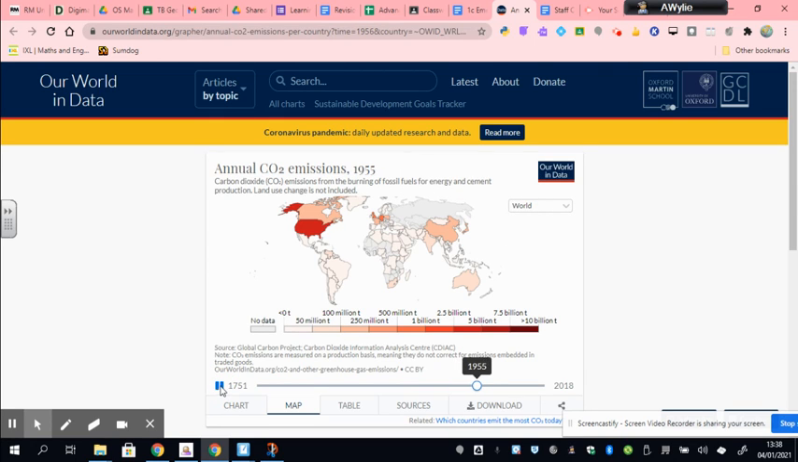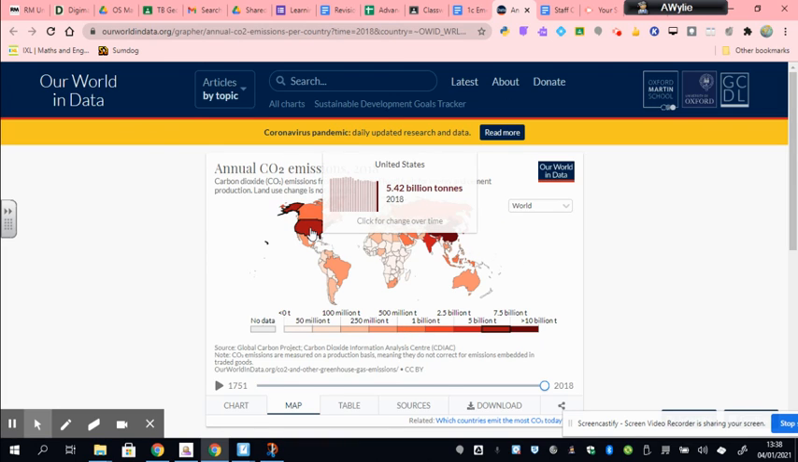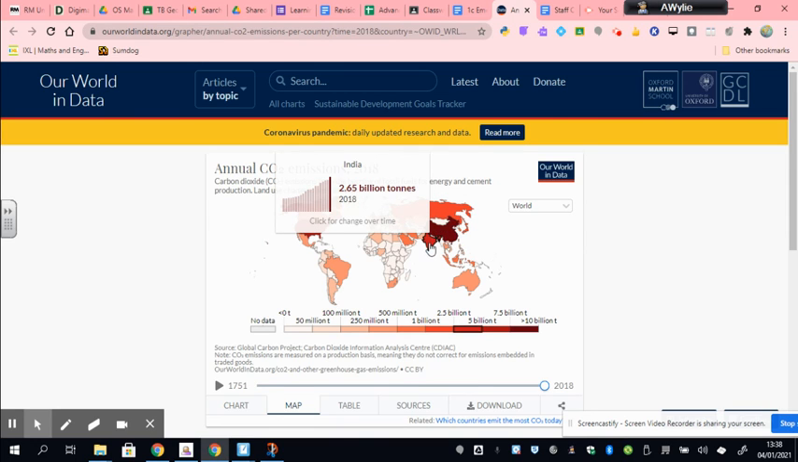So we can keep rolling forward in time. And gradually we can see the color, the map changing all the way to today's amount. Well, almost 2 years ago. And we can see today, China, 10.6 billion tons of carbon dioxide. The United States, 5.42. So China is the world's worst emitter of carbon dioxide today. We can see some other countries.